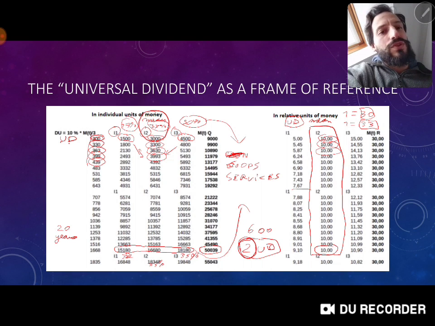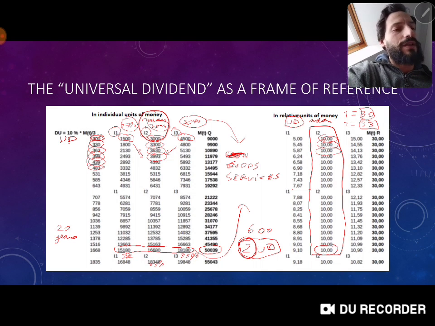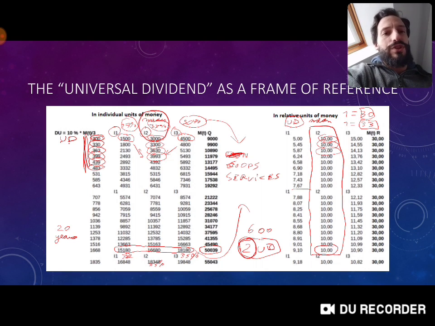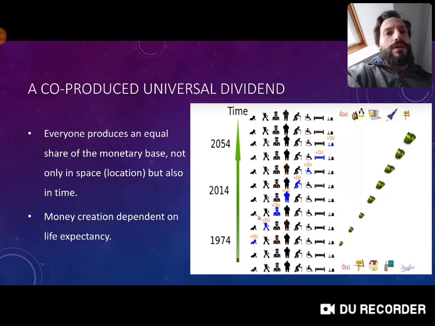But the individual amount of units of currency necessary to buy that car will be more. But since everyone gets the upgrade, everyone gets an equal distribution of the currency, then it doesn't really matter, does it? I mean, you know that you're going to get the same upgrade or share of the total money supply as everybody else. So this system is basically co-produced, everybody produces an equal share of the monetary base. That's the underlying philosophy, not only in space, location, but also across time.